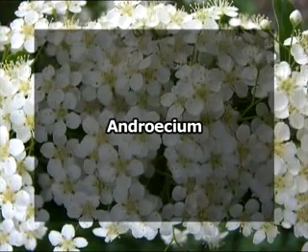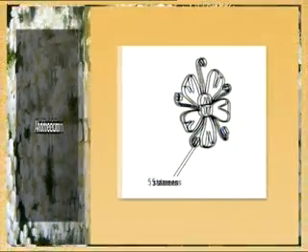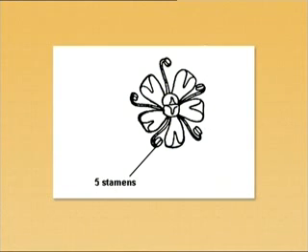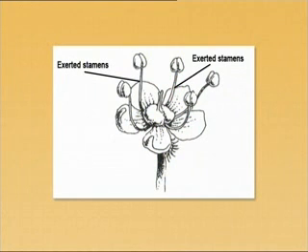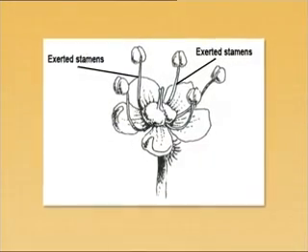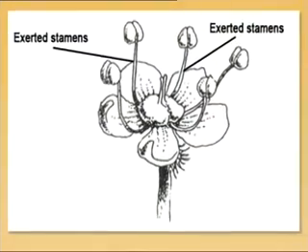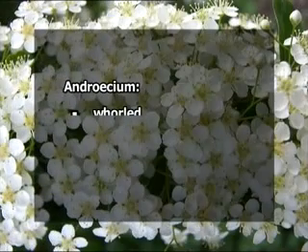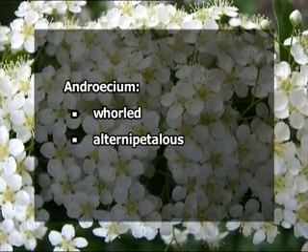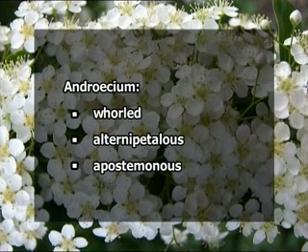Now the androecium, that is the male part of the flower. Androecium comprises 5 stamens which are inflexed in the bud stage. These stamens are exserted. What is meant by this exserted? These stamens protrude beyond the perianth when the flowers are open. This is called exserted. These stamens are whorled and they show an alternipetalous arrangement. And they are again apostemonous. That means they are free from each other.